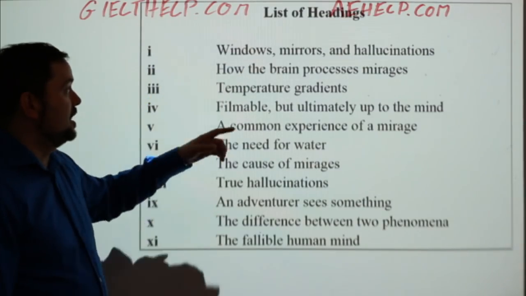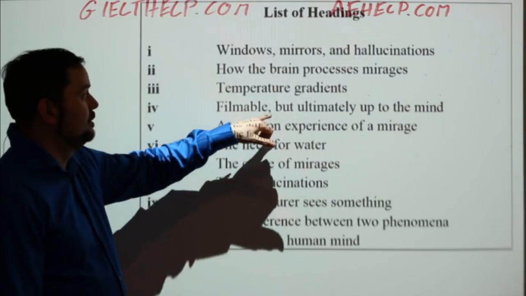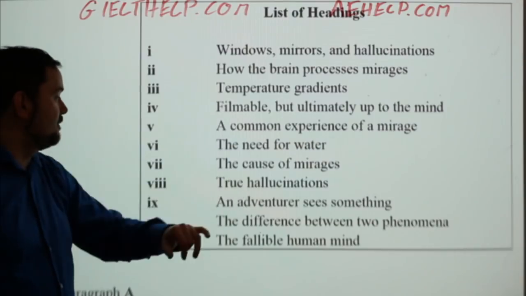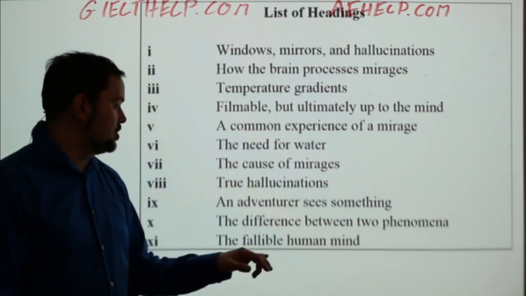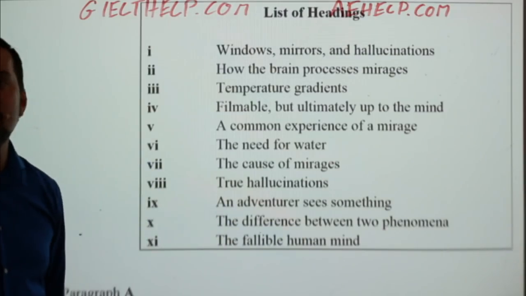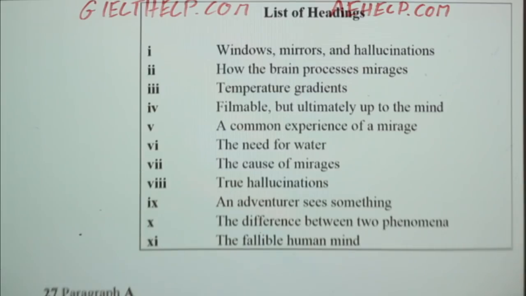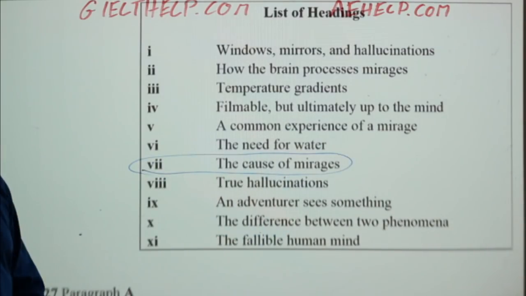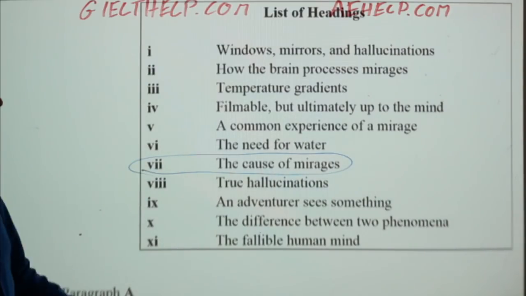Windows mirrors hallucinations, how the brain processes mirages, temperature gradients, filmable but ultimately up to the mind, a common experience of a mirage, the need for a mirage, the cause of mirages, true hallucinations, an adventurer sees something, the difference between two phenomena. Which one is it? 7, absolutely, okay? So the cause of mirages, that is the scientific explanation. So 7 will be the right answer for that paragraph, okay?